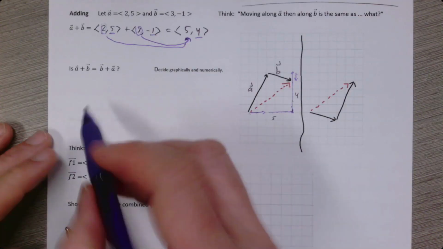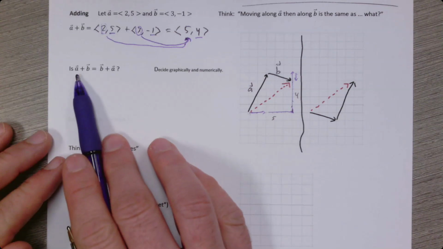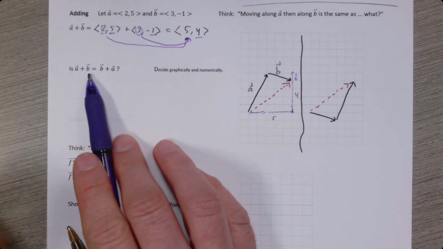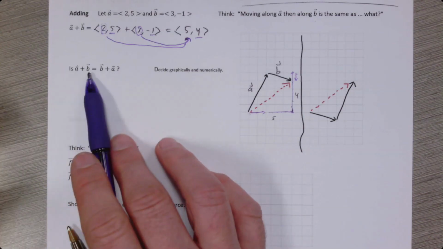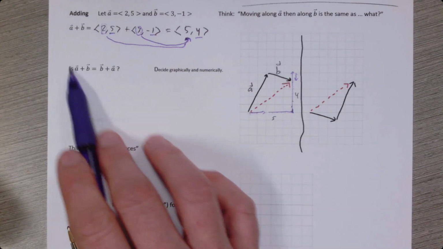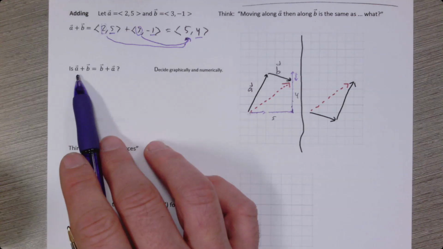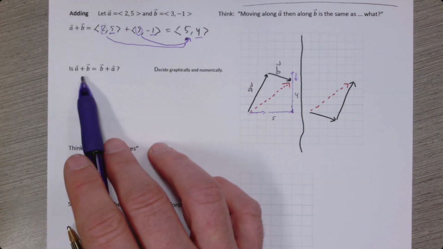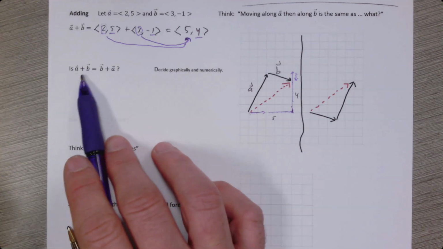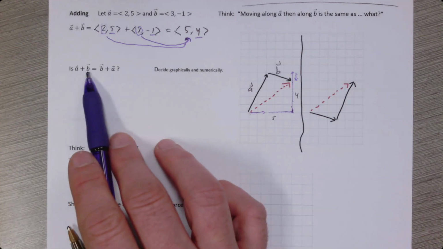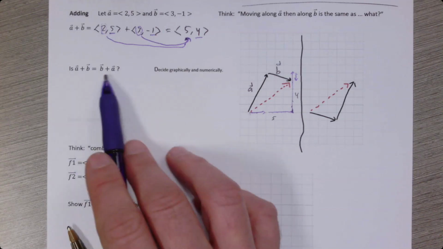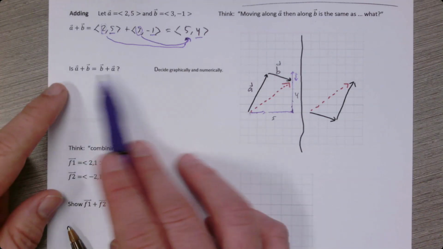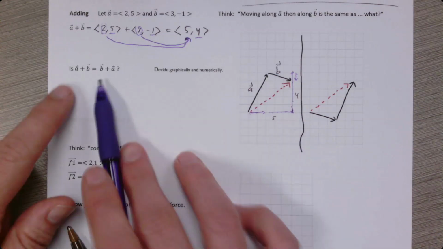All right, why don't you decide, is A plus B actually the same thing as B plus A? We know that's true with numbers. 1 plus 2 is the same thing as 2 plus 1. But vectors are totally different kinds of things, and so it might not be true. There are lots of mathematical objects where one thing plus the second thing isn't the same as the second thing plus the first thing. So decide right now, decide it numerically, decide it graphically. Are these things the same?